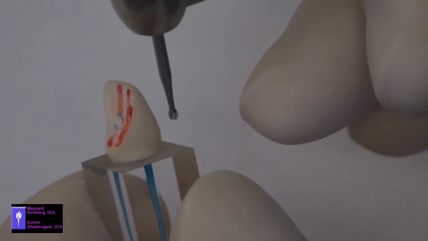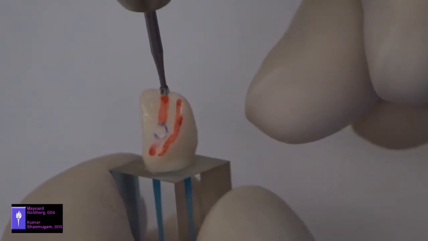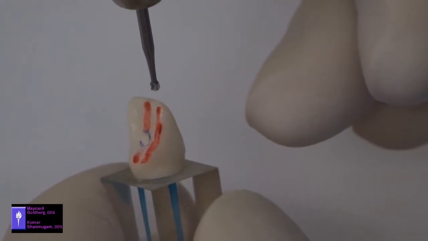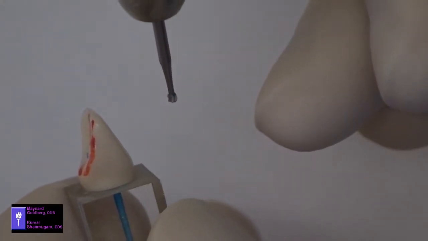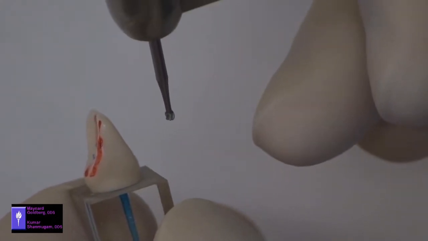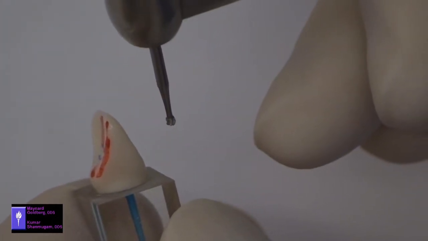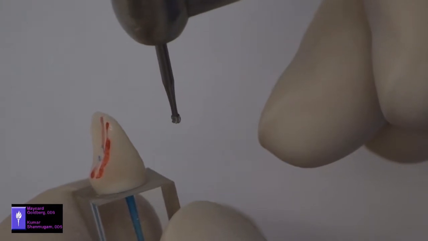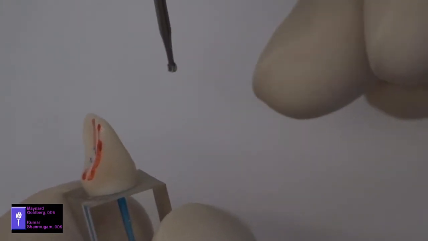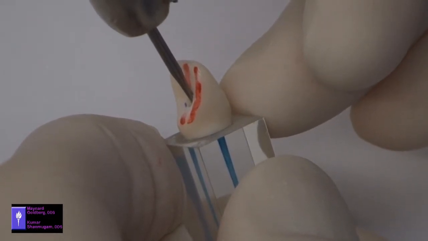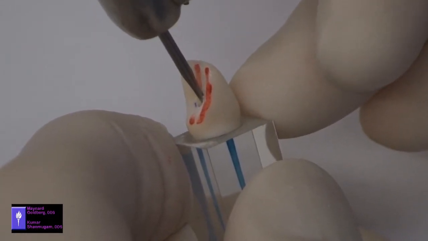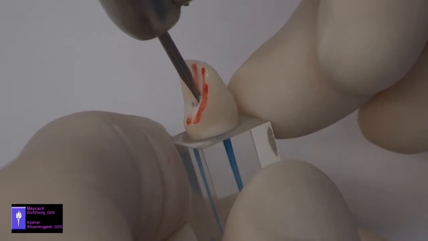For demonstration purposes, we will be working without water. However, when you're working at your workstations, you will use water. And you will do it over the mannequin's head so that the suction can catch the water. Note, it's kept parallel. It's in the long axis of the tooth.